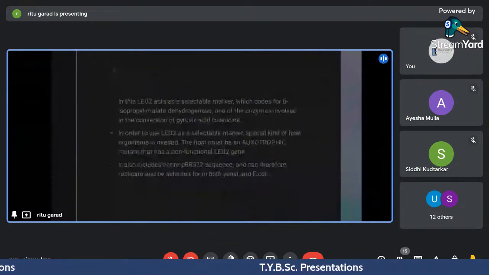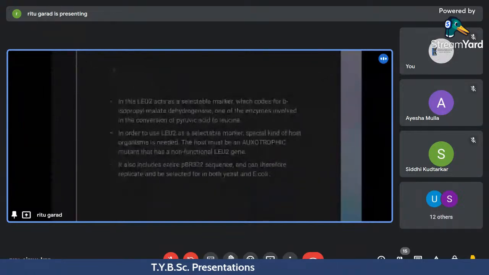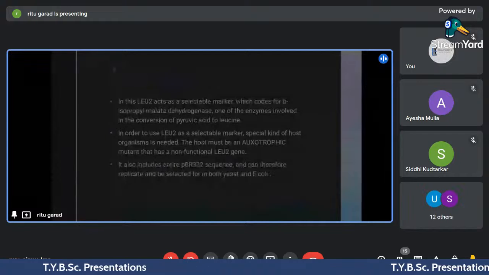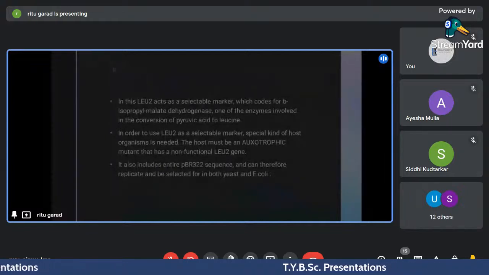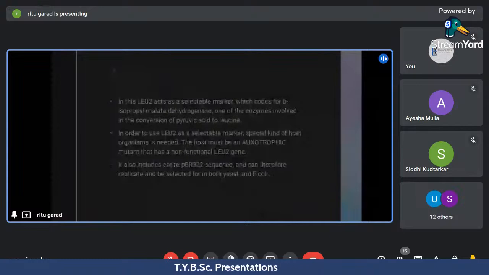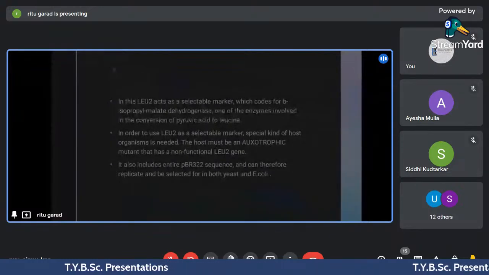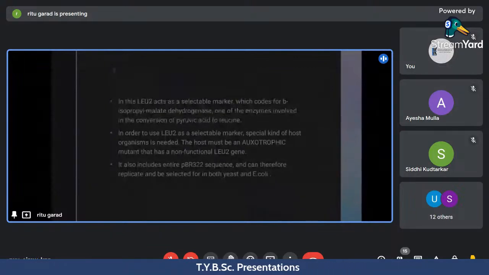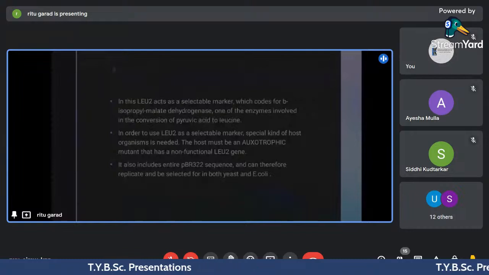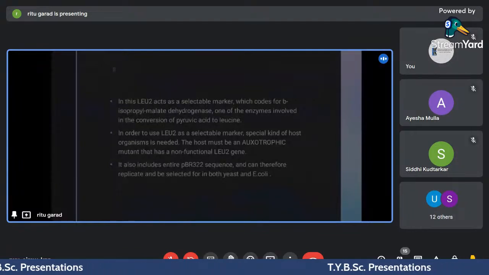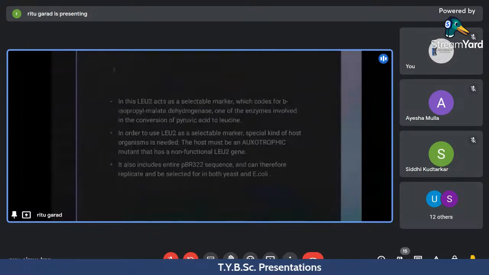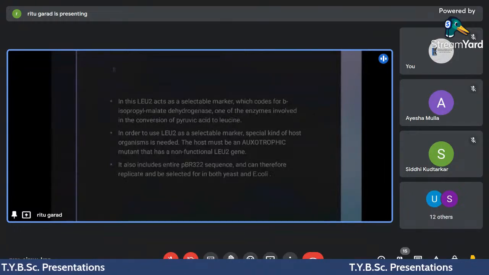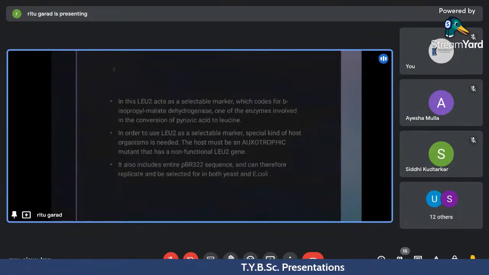In this, LEU2 acts as a selectable marker, which codes for beta-isopropylmalate dehydrogenase, one of the enzymes involved in the conversion of pyruvic acid to leucine. In order to use LEU2 as a selectable marker, a special kind of host organism is needed. The host must be an auxotrophic mutant that has a non-functional LEU2 gene. It also includes the entire pBR322 sequence and can therefore replicate in and be selected for both yeast and E. coli.